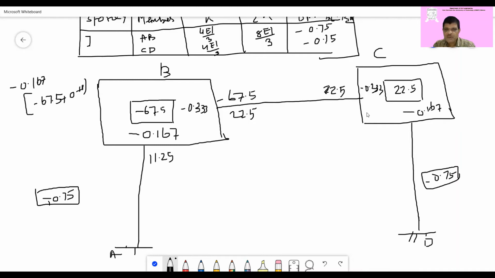Now when we come to here, what is the value? Then this 0.333 minus multiplied by 22.5, okay, and from the far end also it is 22.5, so it becomes 45. So 45 by 3, it will be minus 15. Minus 15 here, and it will be minus 7.5 here. Here it is minus 7.5. This is for CD.